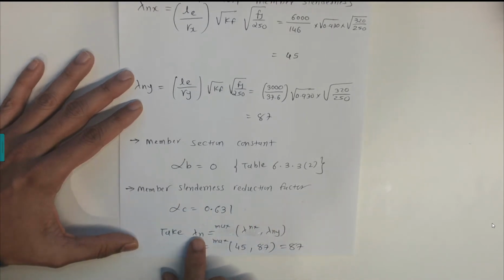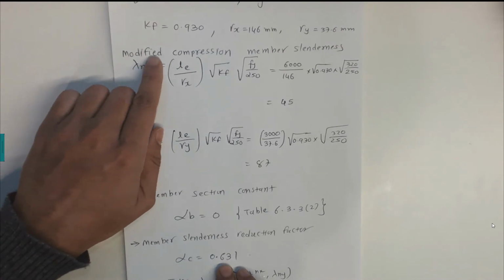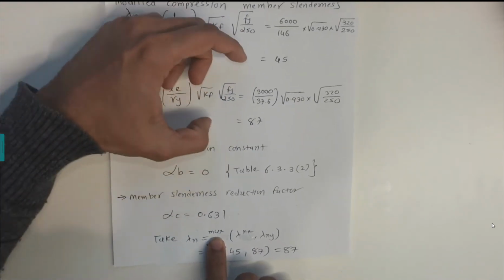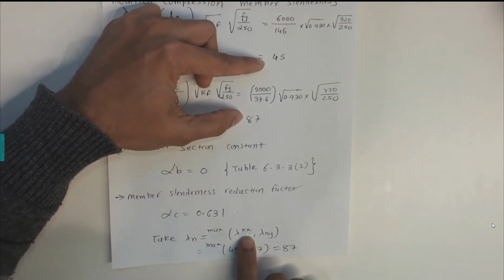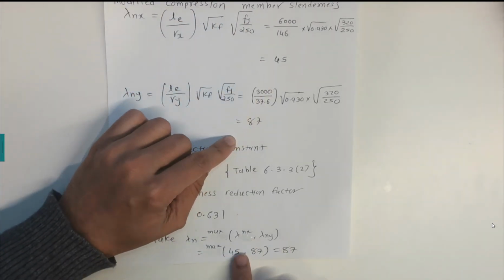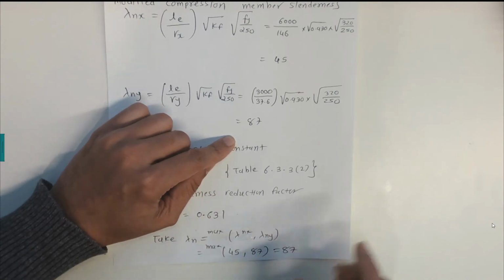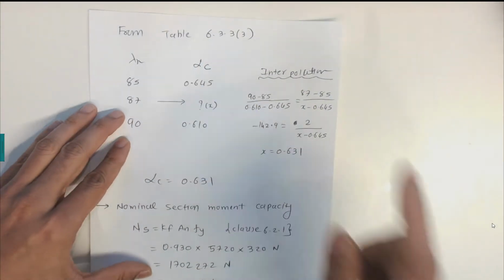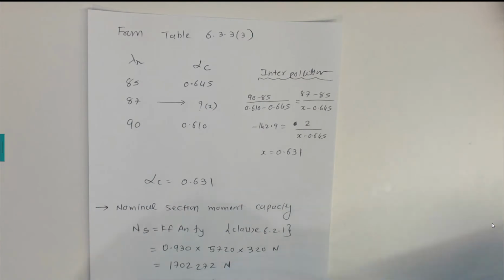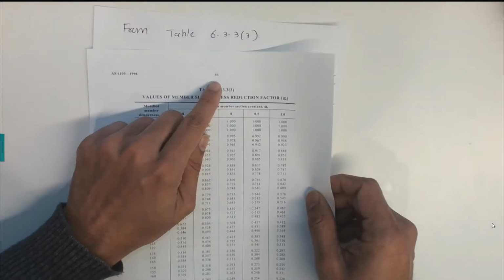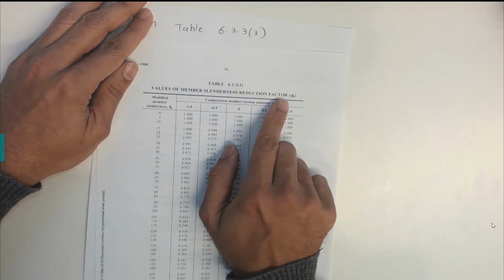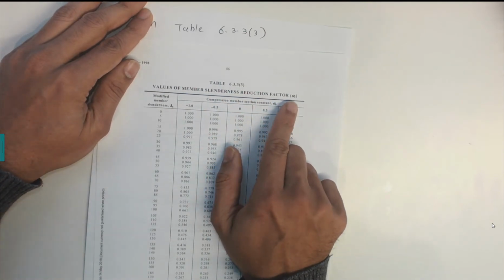First of all, we need to get lambda n, which is the modified compression member slenderness. We need the maximum between these two values, 45 and 87, that is lambda nx and lambda ny. The maximum value is 87, so that is lambda n. Once we get this lambda n, we need to use Table 6.3.3(3) on page number 86, where the member slenderness reduction factor alpha c is given.